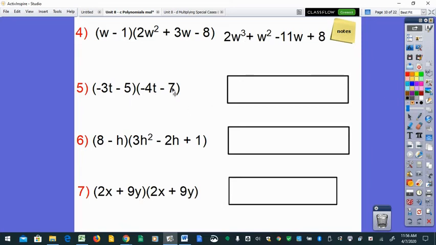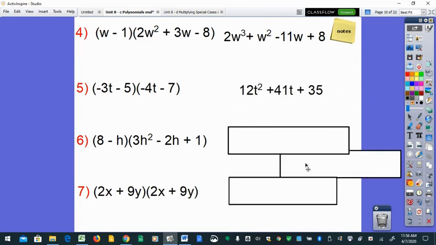All right, here's the worst possible FOIL in that it's got everything negative, but it kind of works out that you end up with all positives because you're multiplying an awful lot of negatives times negatives. So you would have gotten a positive 12t squared, and on the outer would be a positive 21t, and on the inner would be a positive 20t. 21 plus 20 would give you the 41 with the t, and a negative 5 times a negative 7 would give you the plus 35.